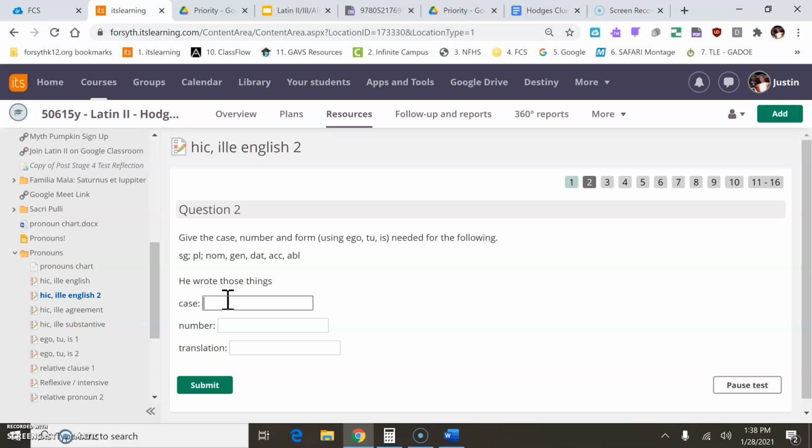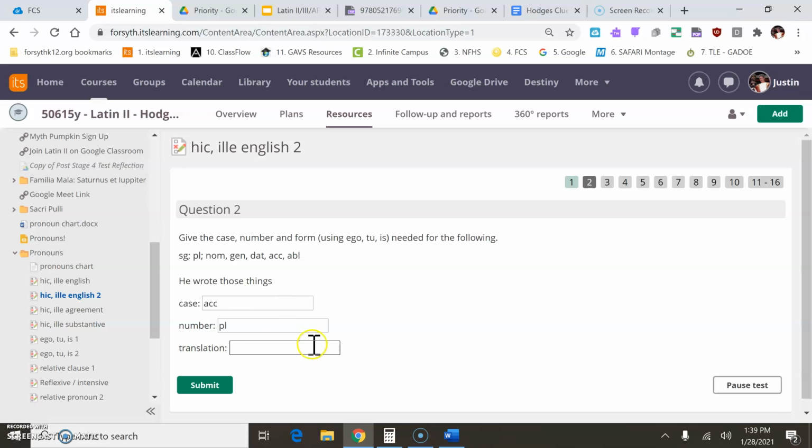He wrote those things. What case is that? He wrote those things. Nominative, genitive, dative, accusative, or ablative. It's accusative again, right? Those things are the things being written. Singular or plural? Plural. Okay. And so we need to figure out the accusative, plural, and is it masculine, feminine, or neuter?